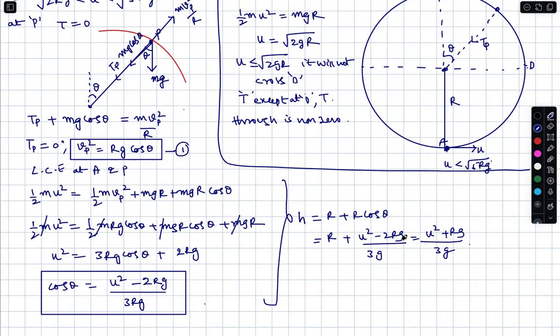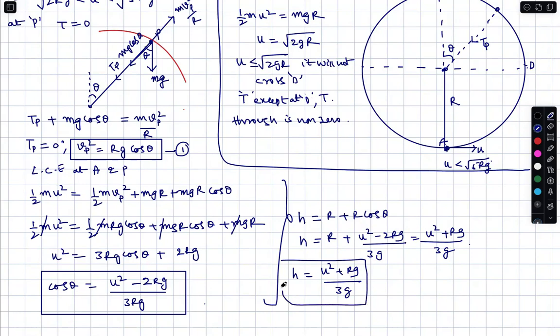3Rg minus 2R. Why? R cos theta gets cancelled, right? Am I writing correct or not? Right. Therefore, the height when it happens is u square plus Rg by 3g.